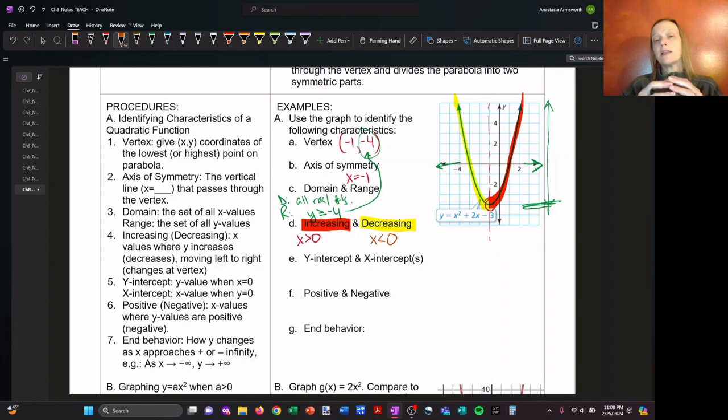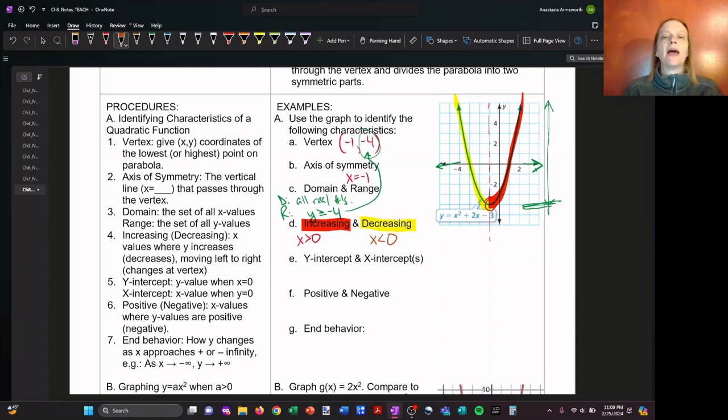It's important to realize that neither of these inequalities includes the value 0, because when x equals 0, the function is neither increasing nor decreasing. It's totally level, totally flat. The slope is 0.